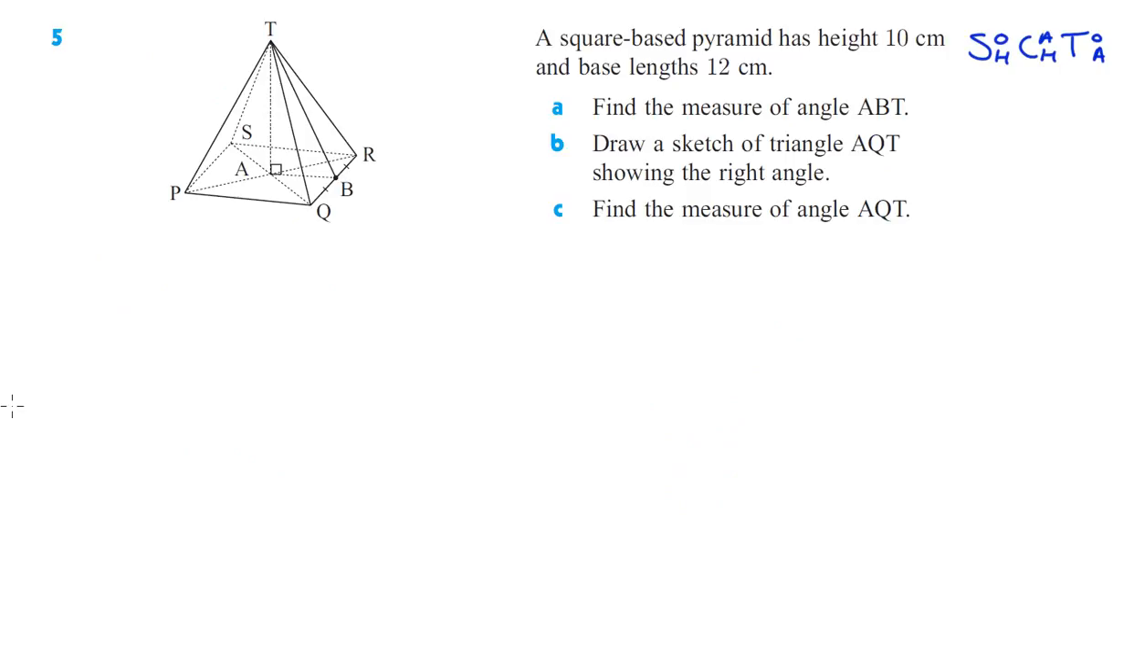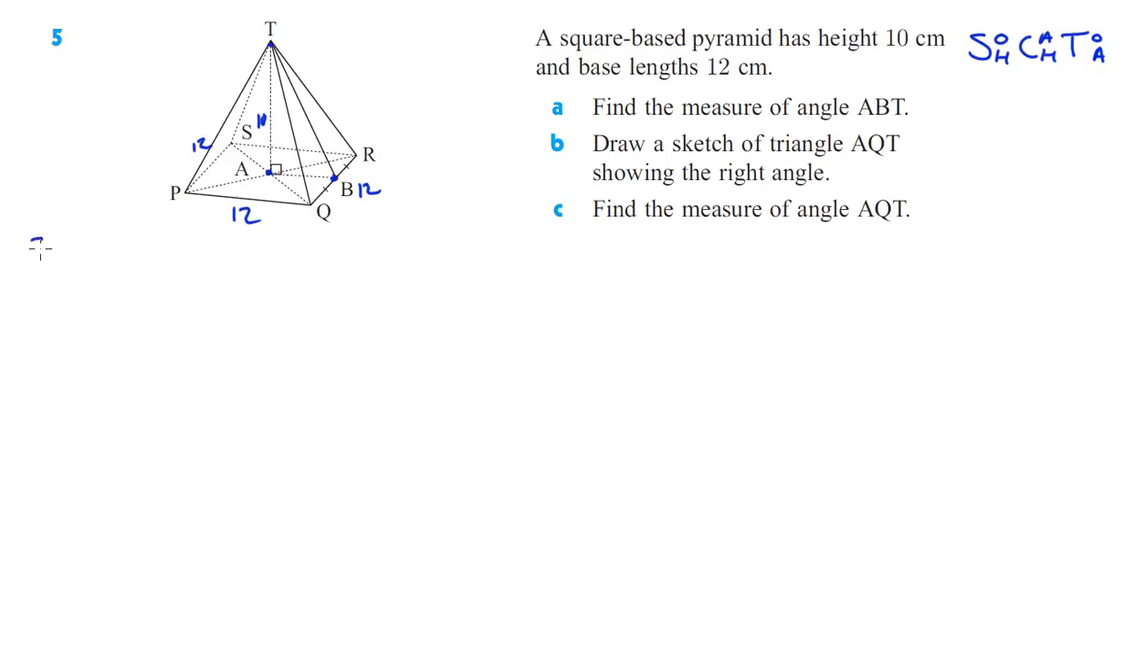Square base pyramid has height 10 centimeters and base lengths of 12 centimeters. So this here is 10 centimeters high, and then the base length, so these are all 12s all the way around here, and then this side over here is 12, and that back side there is 12. I'm not going to write it because it's going to mess up with the rest of that. Find the measure of angle ABT. So here's A in the middle, here's B, and then here's T.